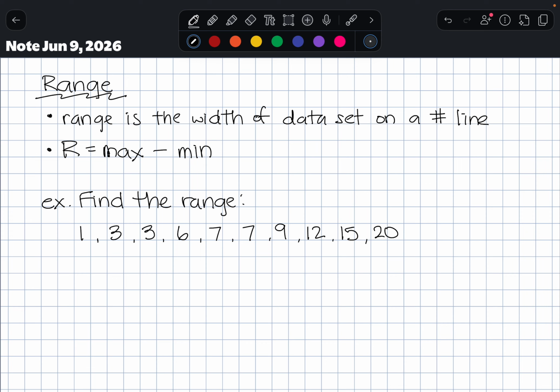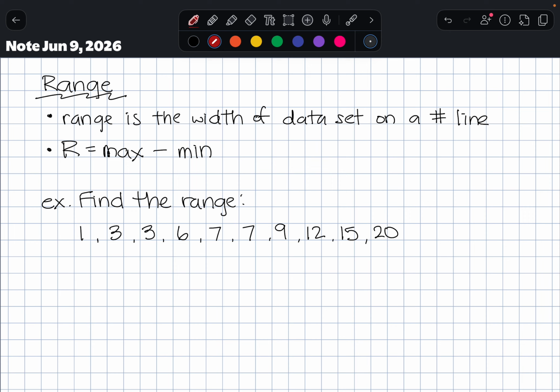And before we do an example, it's important to note this is a calculation. This is not the reporting my range is from 5 to 10. It is actually doing the subtraction, 10 minus 5. So your range should be a single value when you report it.